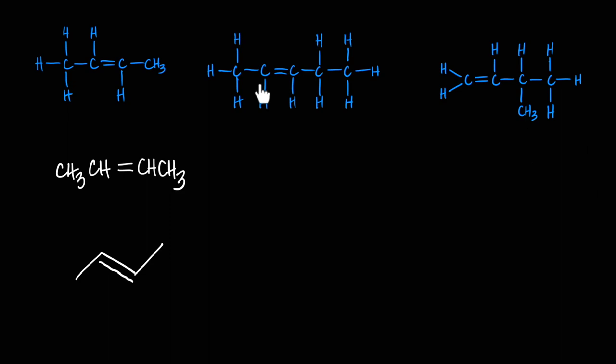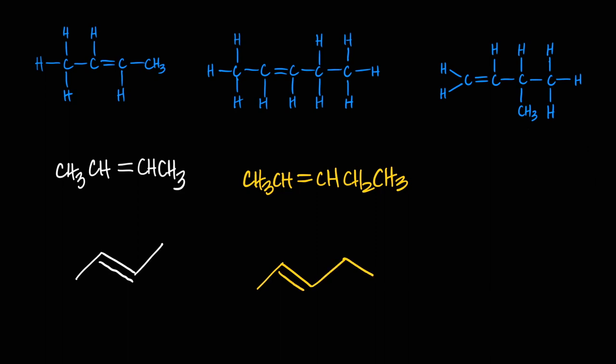1, 2, 3, 4, 5. CH3, CH, double bond, CH, CH2, CH3. Anybody watching this long video, yes, it's becoming a long video, but if you get this right, trust me, organic chemistry will become so much easier. So this is a condensed formula for this. And how is the skeletal for this? 1, 2, 3, 4, 5, and the second carbon-carbon bond is double. There you go. That's it.